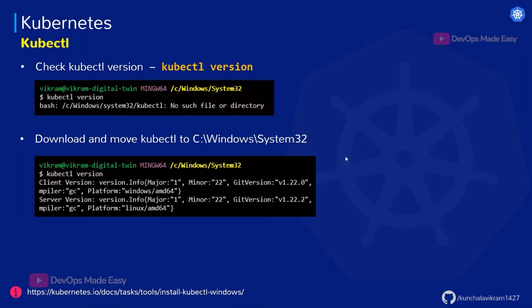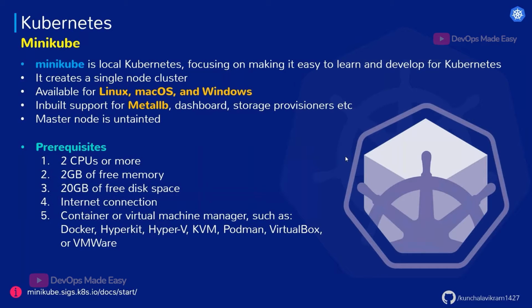Now coming to Minikube. Minikube is a local Kubernetes cluster creation software, which makes it easy to learn and develop Kubernetes applications. It basically creates a single node cluster, but you can also create a multi-node cluster, which is not a common use case. It is available for all three operating systems. It has inbuilt support for a lot of tools. Ideally, if you install kubeadm, you need to install other tools like the dashboard or storage provisioners, but Minikube comes by default with all these tools, so that your learning becomes much easier.